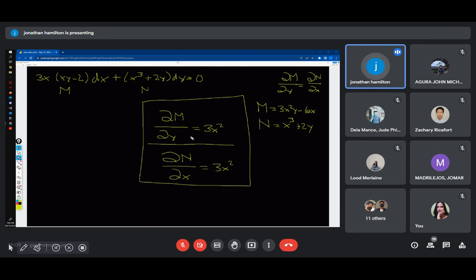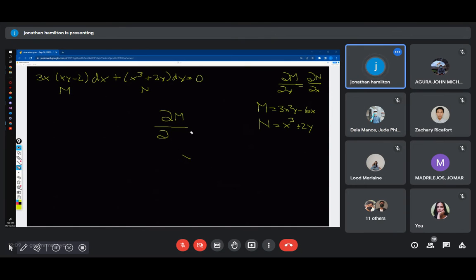So since we know it is exact, what are the key points that we need to remember for exact equations? We need to know a few things. We have our variables here. We need to remember that f is equal to c, and we also need to know that the partial derivative of f with respect to x is equal to M, and the partial derivative of f with respect to y is equal to N.